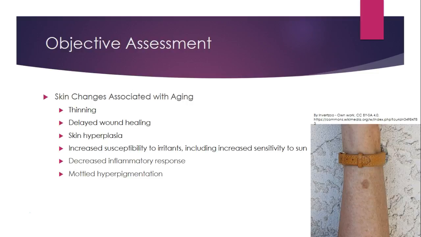And then look for mottled hyperpigmentation. Do they have any moles or nevi that are growing? And so you can see on this arm, you've got a hyperpigmented area right here, just proximal to his watch or her watch.